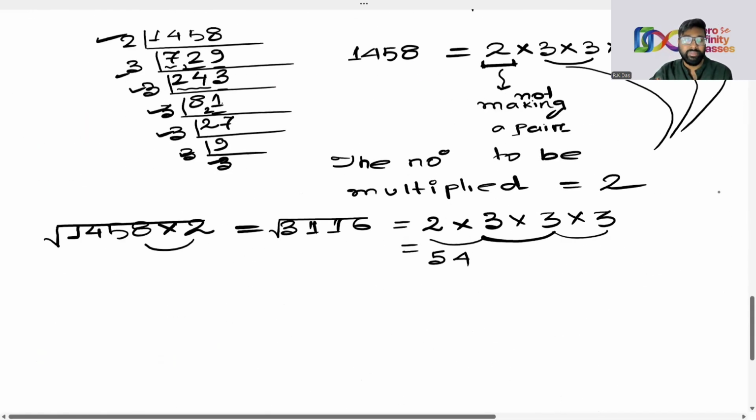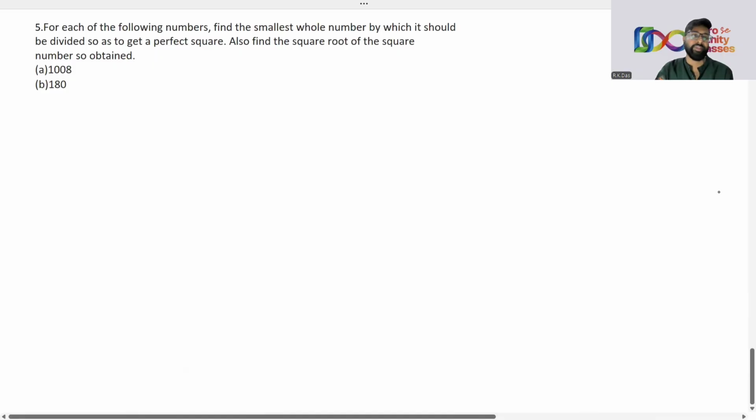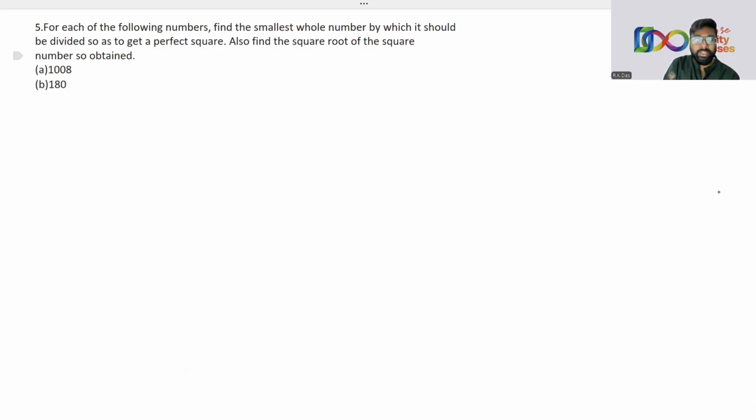Okay, now question number 5. Again, question number 5 is opposite to question number 4. In this question: for each of the following numbers, find the smallest whole number by which it should be divided so as to get a perfect square, and also find the square root of the square number so obtained.